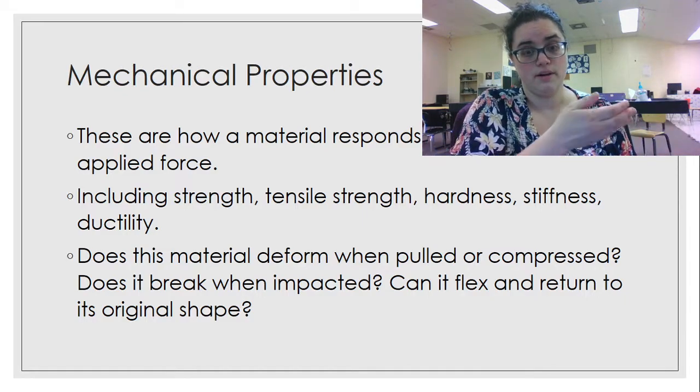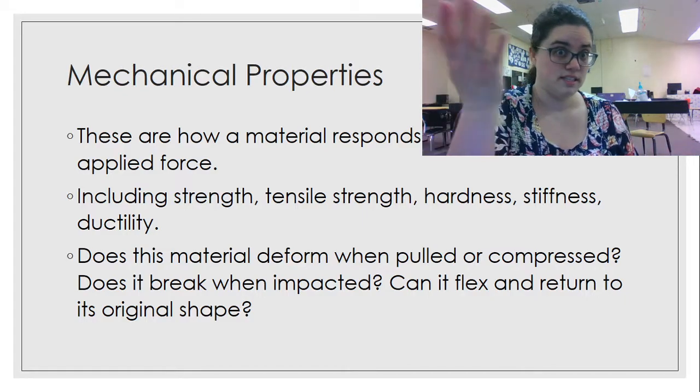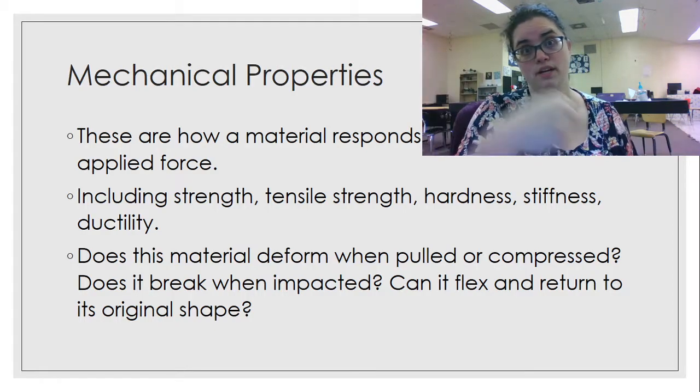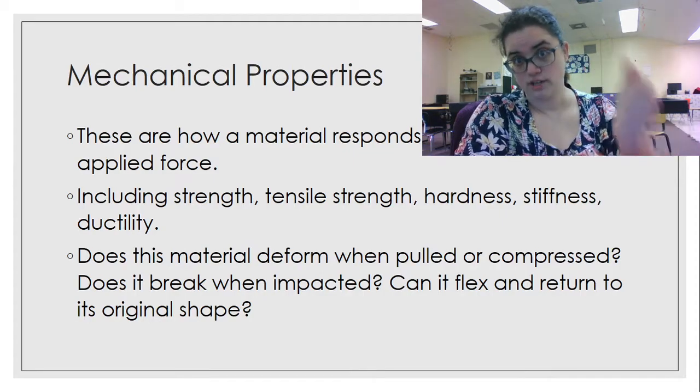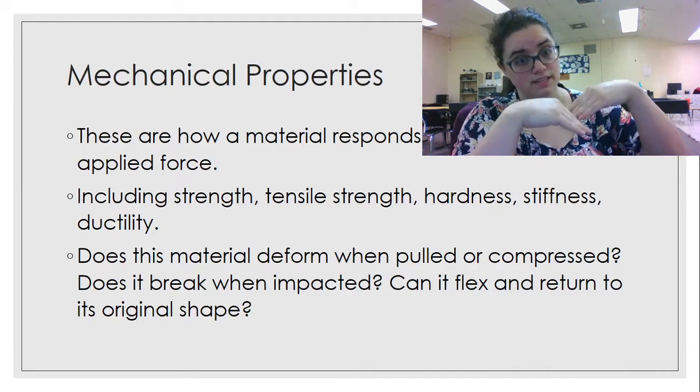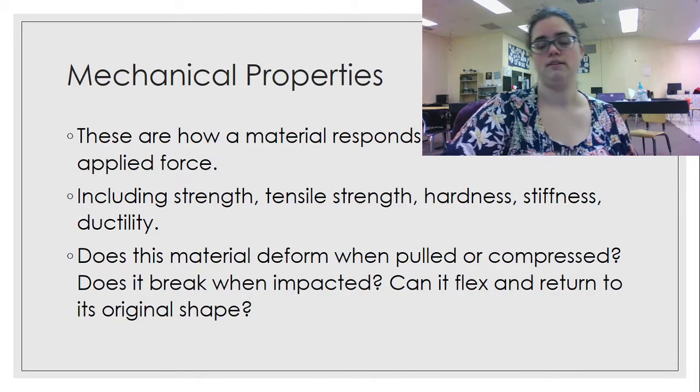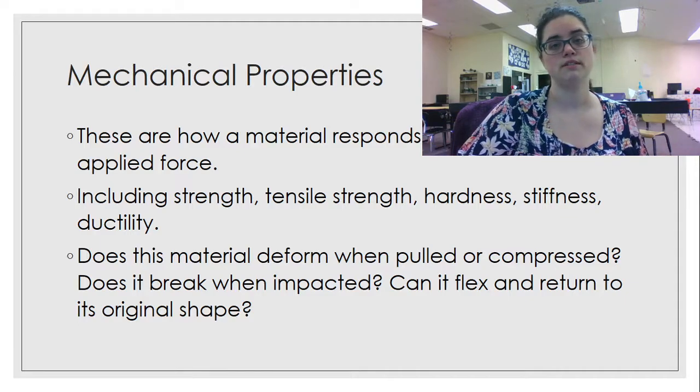So you think about, does this type of material deform permanently when you pull on it, when you push on it, compress it, when you break it? Like, how hard do you have to hit it to break it? Can it flex and pop back to its old shape? Things like that. That's mechanical properties.